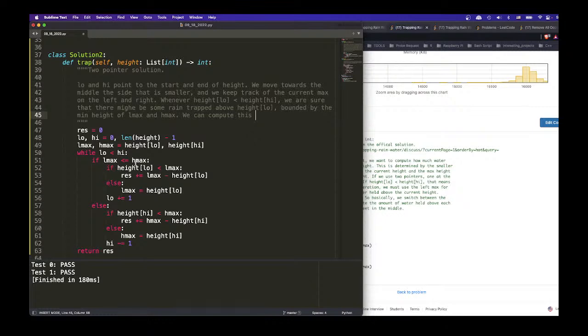If low max is larger or equal to high max. Okay, and I say if height low is smaller than low max. Otherwise, low max equals height low, and low plus equal 1.